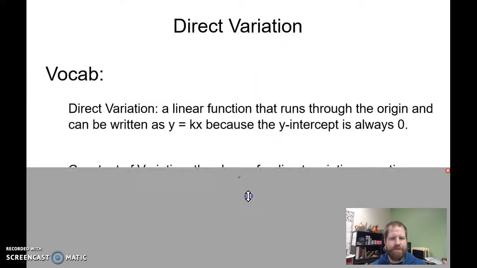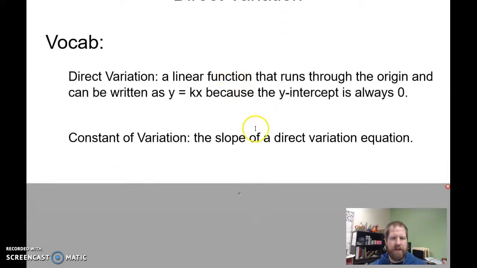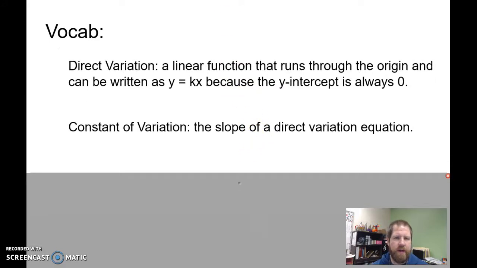Direct variation. All right, direct variation is a type of linear equation that specifically runs through the origin, meaning that its y-intercept is always 0. That means that instead of our normal y equals mx plus b slope-intercept form equation, we write it as y equals kx.